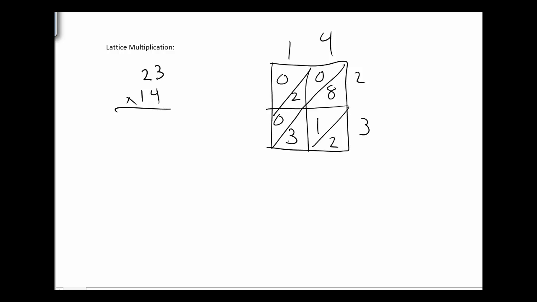Okay. And then I'm going to add my diagonals together. So starting in the bottom corner, I get a 2 there. Then I have a 3, 1, and 8. So that's 12. So I'm going to carry the 1. I'm going to put a little mark there. And that'll put a 3 there. So I get 322 with that.